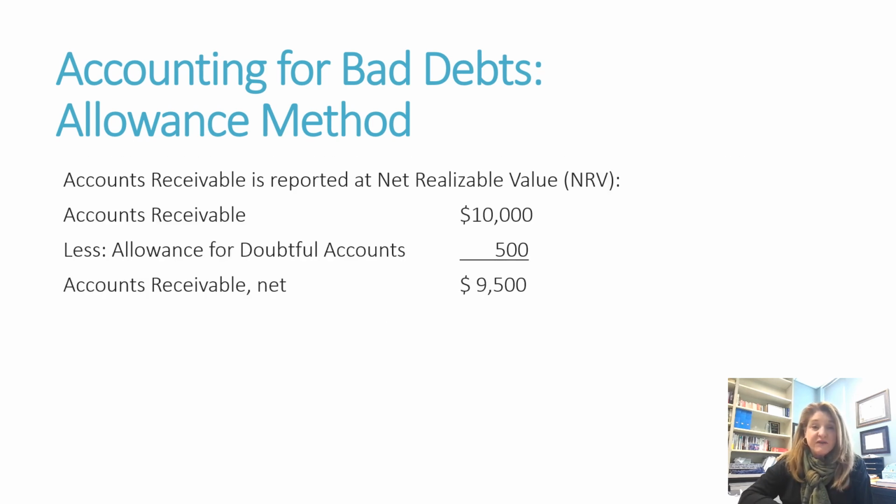So when we put this information on our financial statements, the bad debts expense is going to get reported as an operating expense on the income statement, and accounts receivable is going to be reported in the current assets section of the balance sheet at net realizable value, which is equal to the balance in accounts receivable minus the balance in allowance for doubtful accounts. The accounts receivable balance is a debit and the allowance for doubtful accounts balance is a credit, so we net those to come down to $9,500 in this situation.